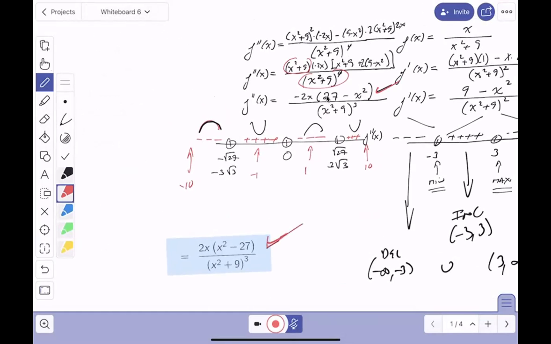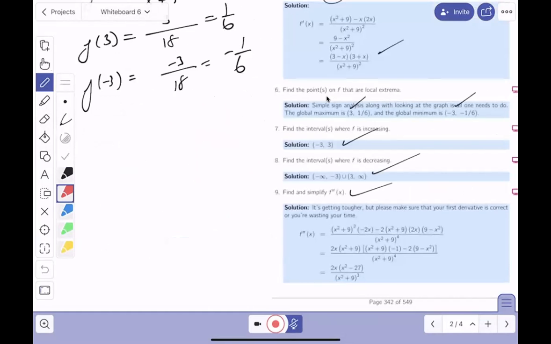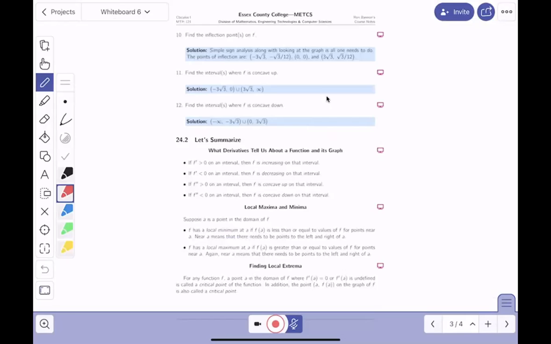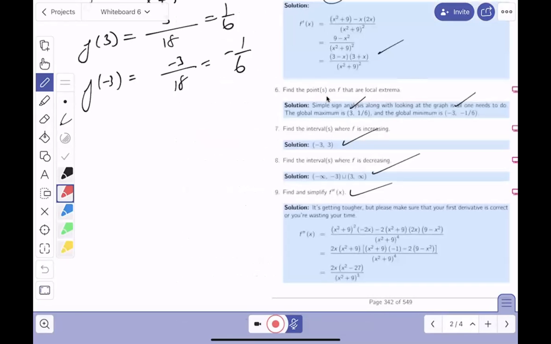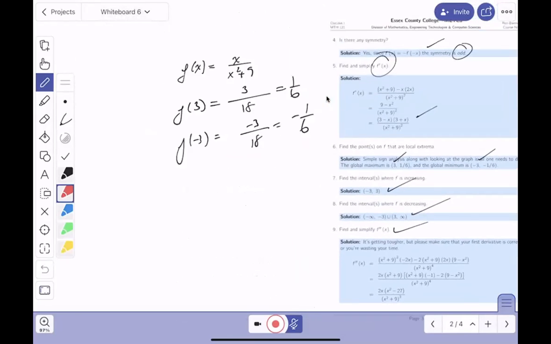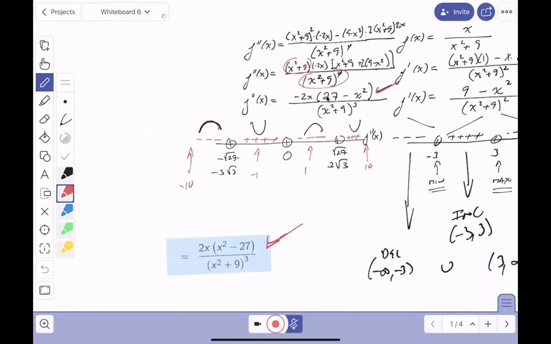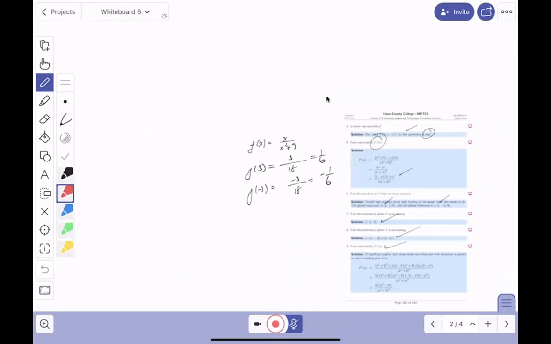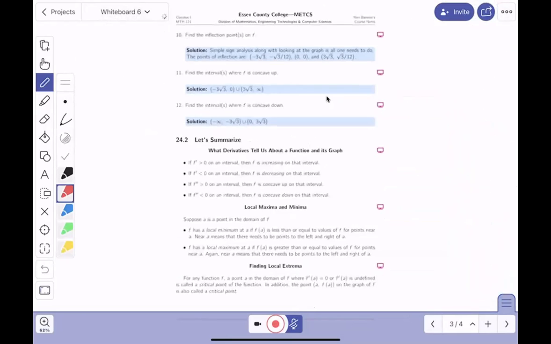Now let's go to the next question. I guess the next question is, find the points of inflection. And did I do that? Well, I said they occurred at -3√3 and 3√3. Let me point out what I mean by that. I've got to go back. Sorry about that. Remember, I said there were points of inflection here, here, and here. Let's go back to this. Oops, I've got to get to that page, right?